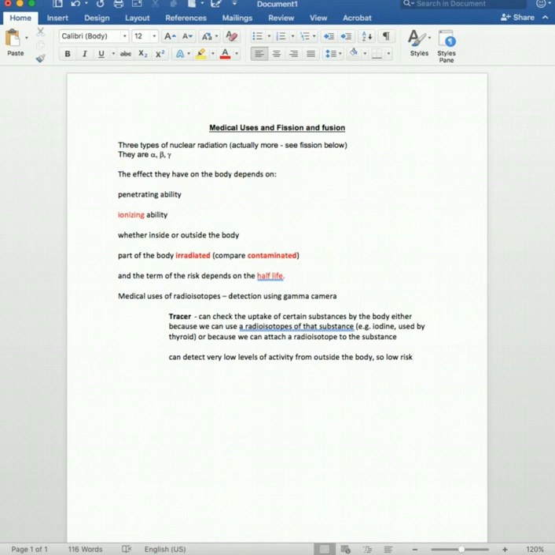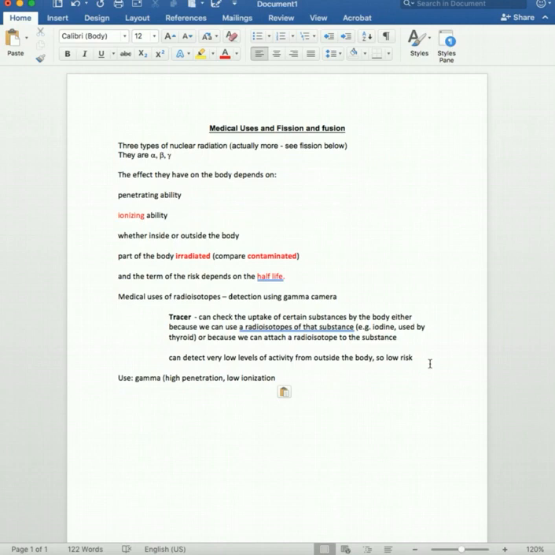Now, for a tracer, I've already mentioned that we use gamma radiation. We use a gamma source. Now, we need to use gamma because alpha would be no good. It wouldn't come out of the body. It would be absorbed before it left the body, so you wouldn't be able to make any measurements.